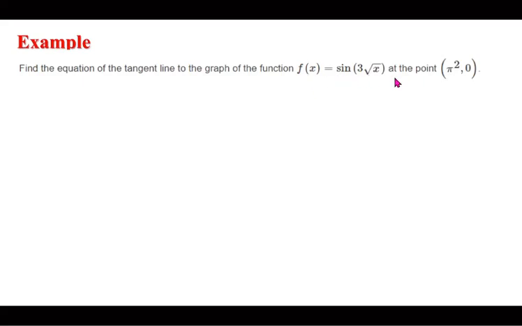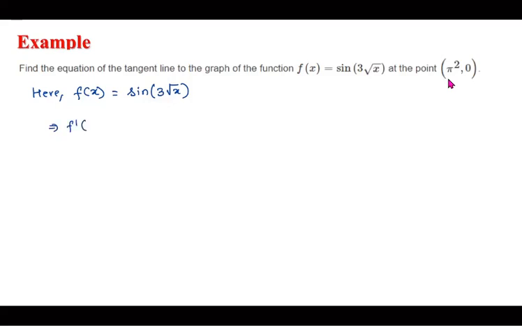Slope is the derivative of the function at the given x value, that is at x equal to pi squared. So we find the derivative and evaluate at pi squared to get the slope. So let's begin that part first. So here we have our function f of x equal to sine 3 times square root of x. So we find the derivative.